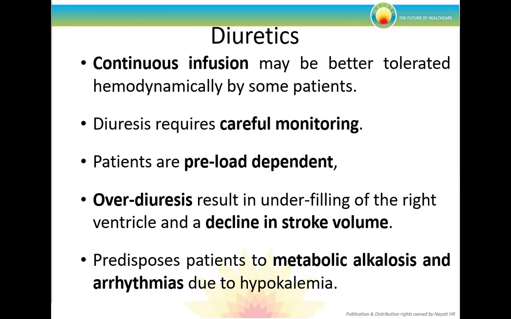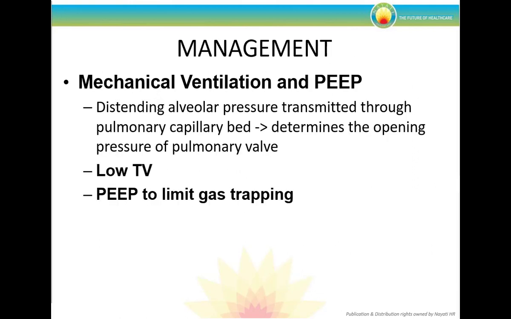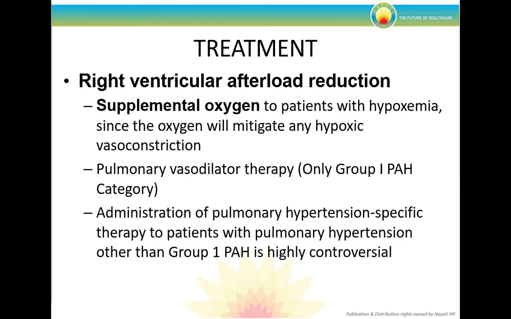Continuous infusion may be tolerated better, and it requires careful monitoring, because if you decrease the preload too much, these patients are very much preload dependent, so it can affect them adversely. This can also lead to metabolic alkalosis and hypokalemia, which may precipitate arrhythmias. For mechanical ventilation, use low tidal volume ventilation and adequate PEEP, which is neither too low nor too high, and supplemental oxygen if the patient is not intubated, to prevent hypoxic pulmonary vasoconstriction.